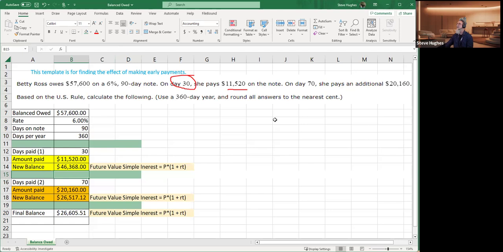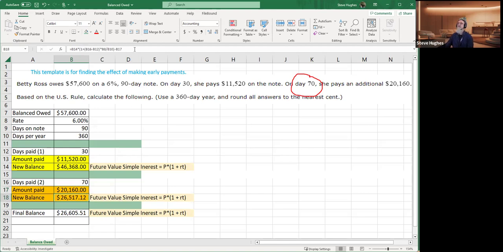Then they continue on. They continue to what point? They continue to day 70. On day 70, they make another payment. This time they make a payment of $20,160. So now, how many days have elapsed? Everybody, that's the question. How many days have elapsed? So let's look at this question again. They make a payment of $20,160 on the 70th day. My future value here again is P times 1 plus RT.